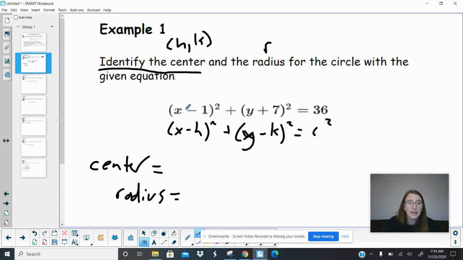So again, I need my h and my k for the center. Here's the thing though. Notice this goes x minus 1 and x minus h. If we want just h, well, the minus is already there, a part of the equation, right? Notice this is minus, this is minus. So just h by itself is just 1. Again, our center goes h, then k.